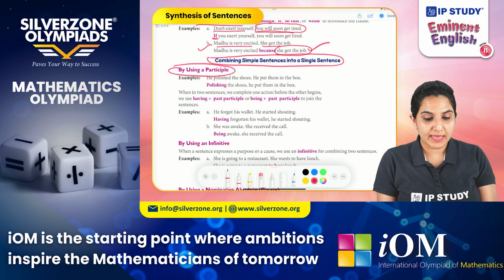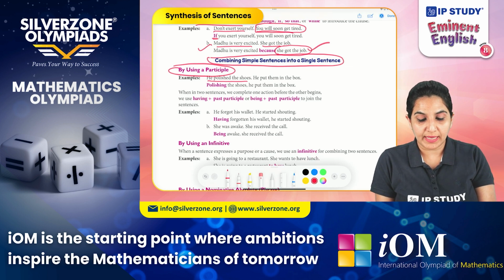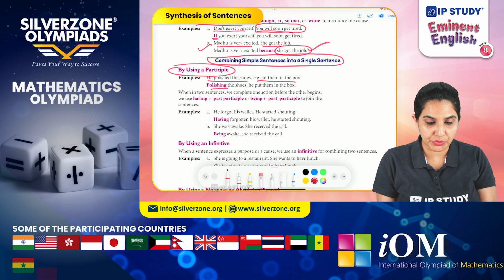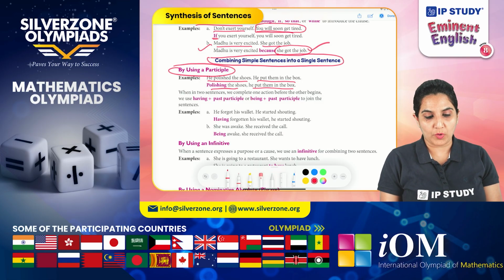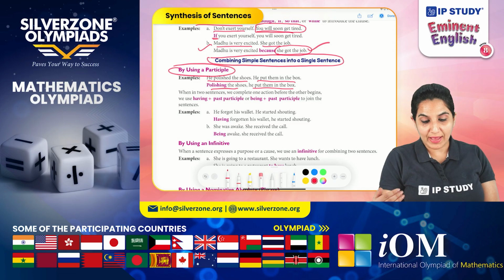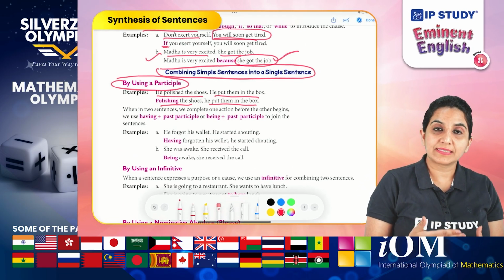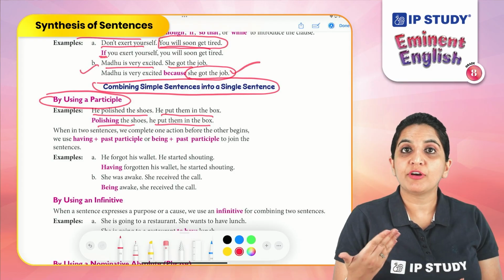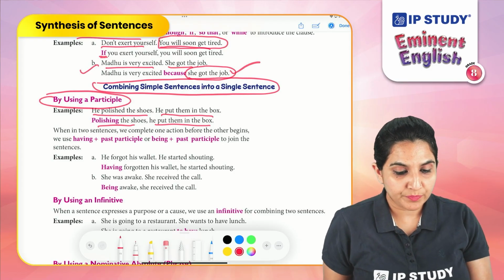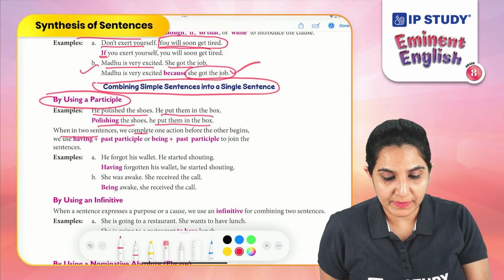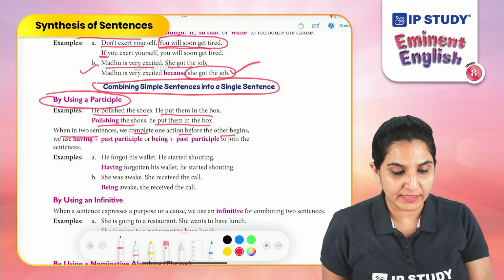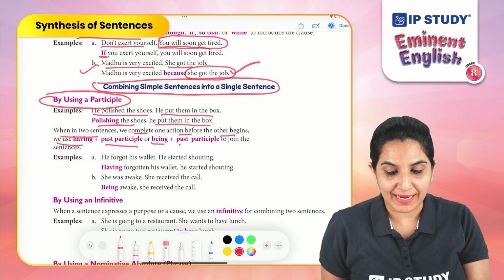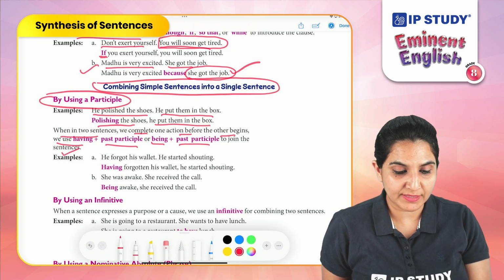That means he polished the shoes. He put them in the box. Polishing the shoes, he put them in the box. Now in this sentence we have added the state of being. That means we've added the participle state of being. For example, when in two sentences we complete one action before the other begins, we use having and the past participle or being and the past participle to join the sentences.